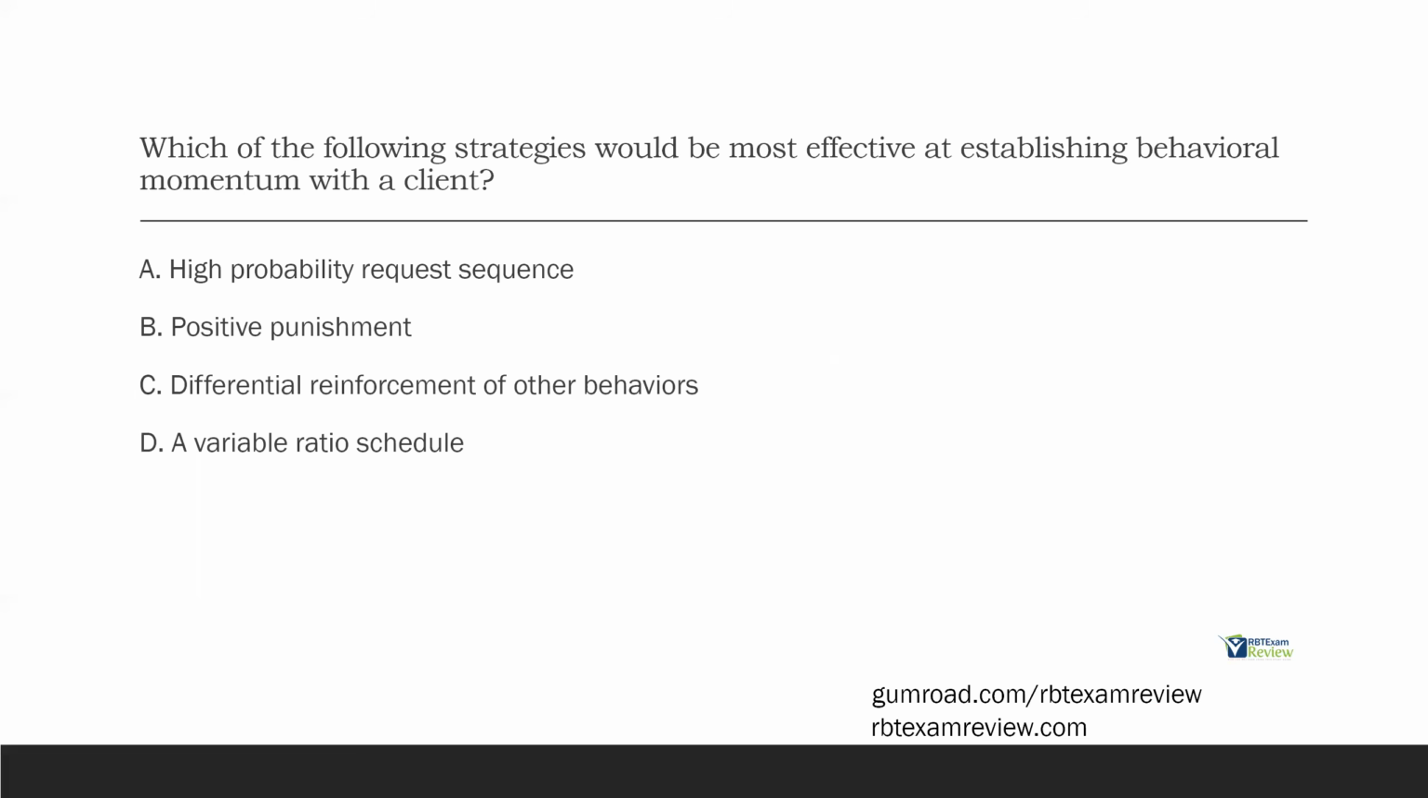Let's read the rest. I'll always read all the answer choices. B, positive punishment. Well, punishment, you're trying to do the opposite. We want no behavioral momentum. We want the behavior to decrease. C, differential reinforcement of other behaviors. No, again, we're going to reinforce for a behavior not happening. And then a variable ratio schedule does not increase behavioral momentum. Remember, it's that slot machine effect. Variable ratio doesn't strengthen behavior, it maintains. So the best answer here for establishing behavioral momentum is A, a high probability request sequence, high P, low P.